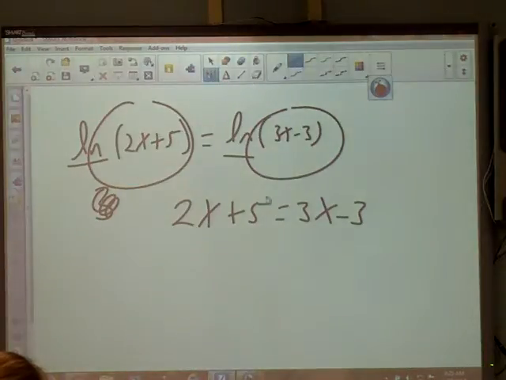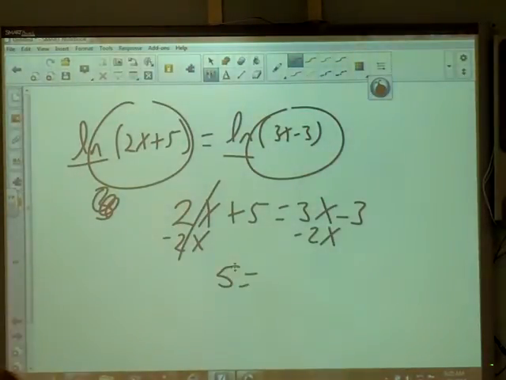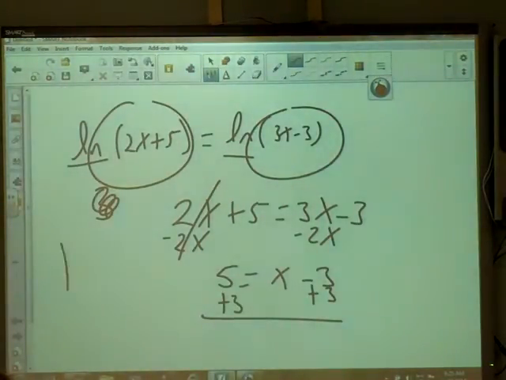Now you've got 4 pieces here. So you actually get to decide which of those 4 you want to start with, and there's no wrong answer. So somebody tell me how you went. Subtracted 2x. So that would leave me with 5 equals 3x minus 2x is 1x. Then after she did that, all you've got left is x minus 3. So you add your 3. And you get x is 8.